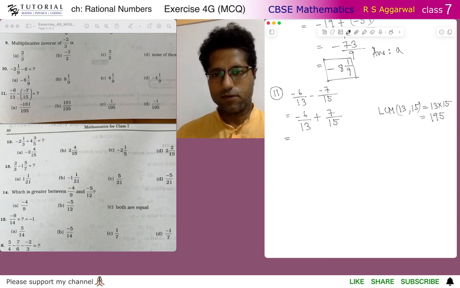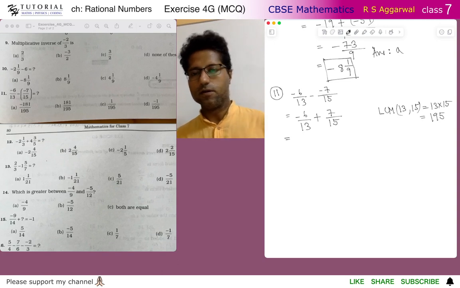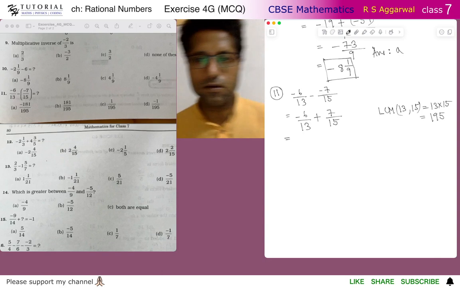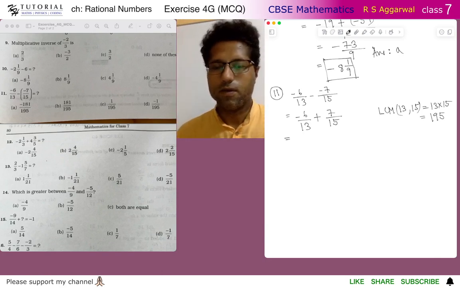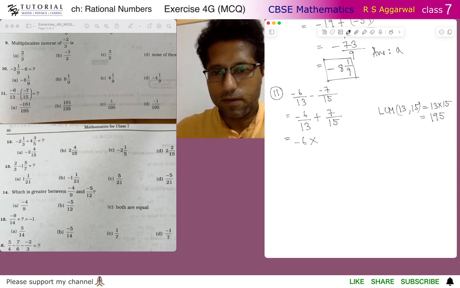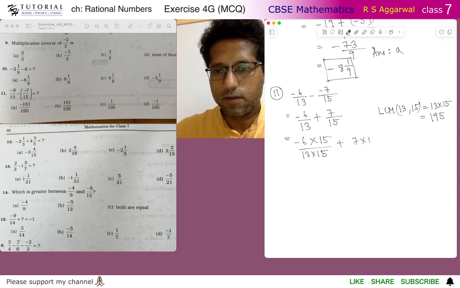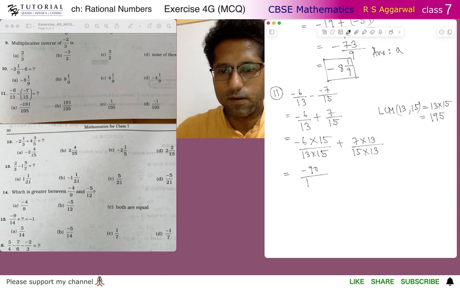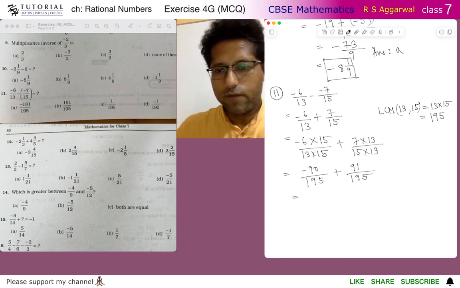We have to add minus 6 by 13 plus 7 by 15. The denominators are different, so we have to convert them to equivalent rational numbers so that they have a common denominator of 195. So it becomes minus 6 multiplied by 15 divided by 13 into 15 plus 7 multiplied by 13 divided by 15 multiplied by 13. So this becomes minus 90 by 195 plus 91 by 195.